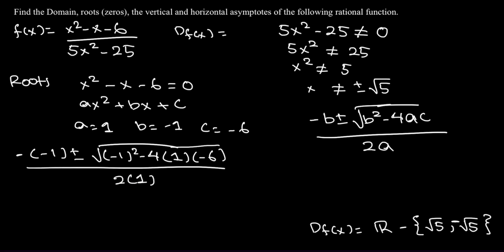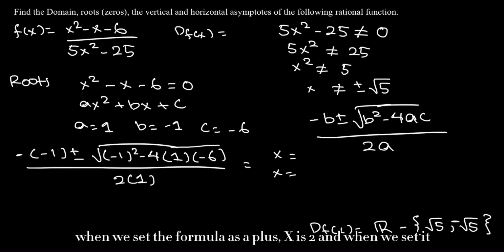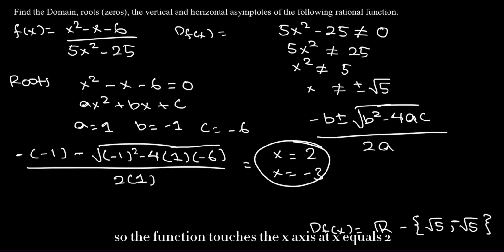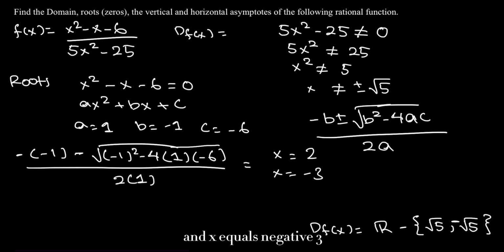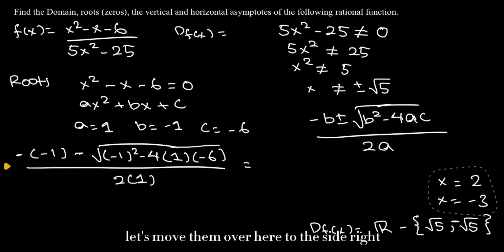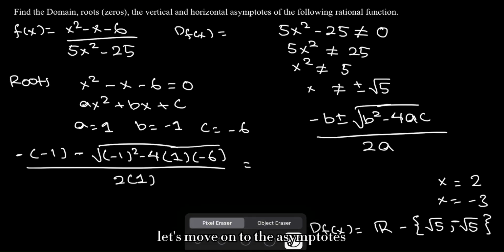Our roots, when we set the formula as a plus, x is 2, and when we set it as negative, x would be negative 3. Here are our roots. So the function touches the x-axis at x equals 2 and x equals negative 3. Let's move them over here to the side. Right, let's move on to the asymptotes.